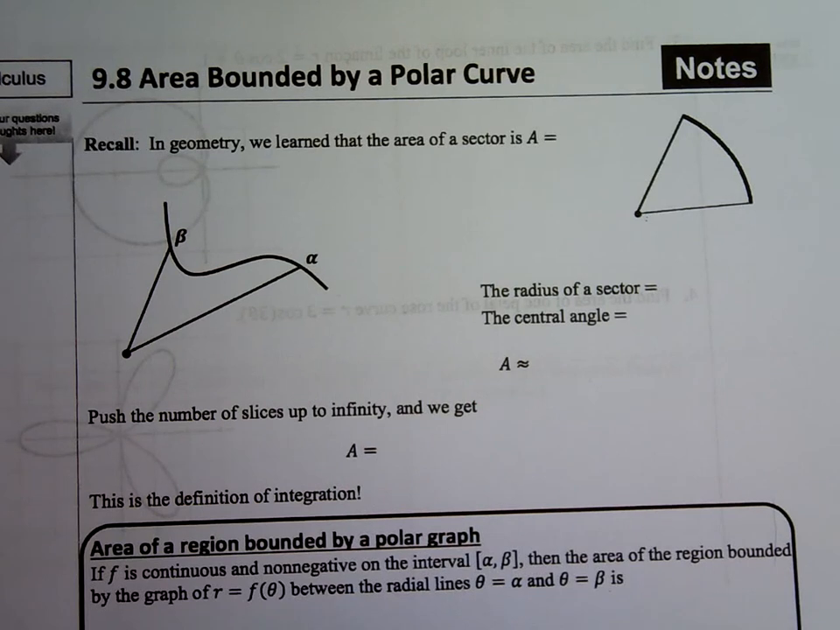All right, kids, we are moving along in Unit 9. This is Section 9.8. We've got one more after this in our BC Calc Adventures. So Section 9.8 is called Area Bounded by a Polar Curve.